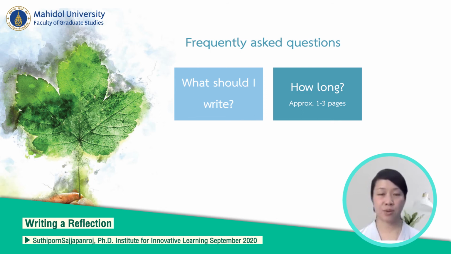Sometimes I have 20, 30 students. That's too much reading for me and I cannot focus on reading all of the reflections. And more than 3 pages is too long and sometimes the student didn't organize it very well. So I would suggest you tell them that the optimum number of pages would be 2 or 3 pages.